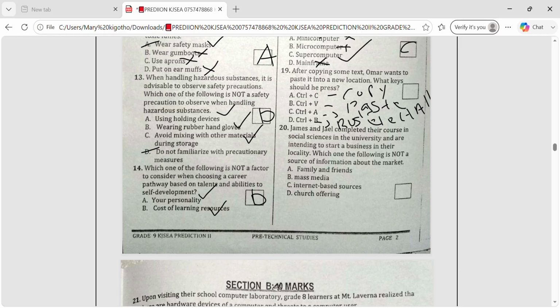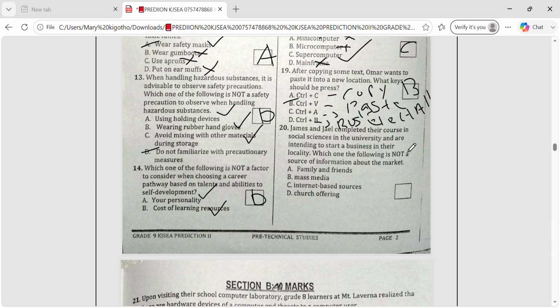That is for bold. Control plus B, that is for bold. So Omar already copied the text. He now needs to paste it into a new location. So he needs the paste shortcut, and the paste shortcut, that is B. Control plus B. So that is B. B should be the correct answer.